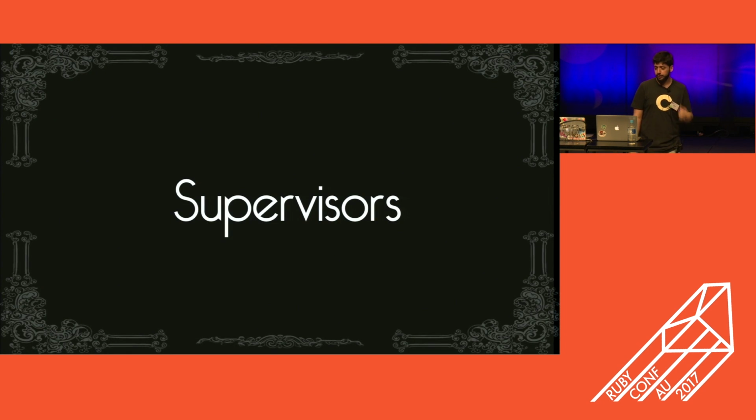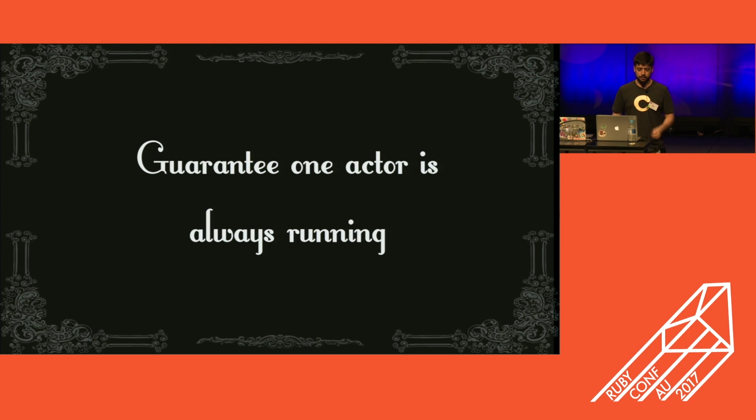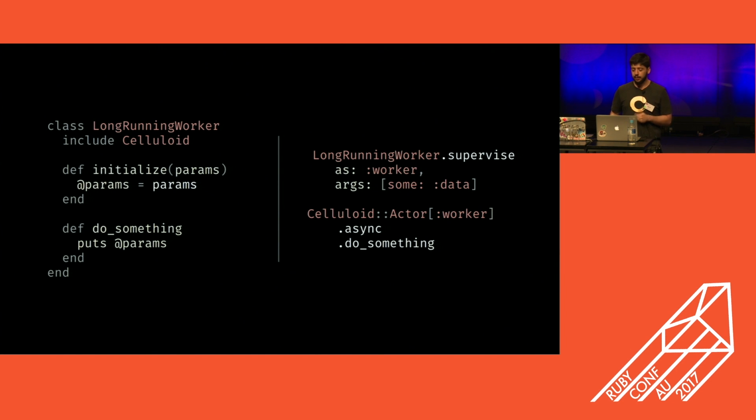The other cool thing is supervisors. Supervisors are the idea that you guarantee that one actor is always running. Again, it is a theme throughout the Celluloid API: most methods you call on the class of the actor. For supervise, you call it on the class, and you give it a tag, or a symbol in this case, and also the arguments that go into the initializer. And Celluloid is going to guarantee that there is a live worker under that tag in the actor registry, which is basically a hash that lives in the Celluloid actor system. So whenever you send a message to that address, there's going to be someone there to handle it.